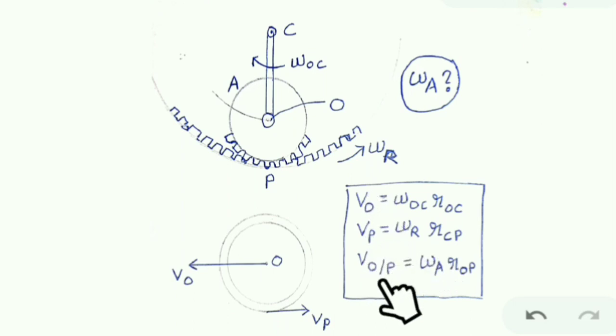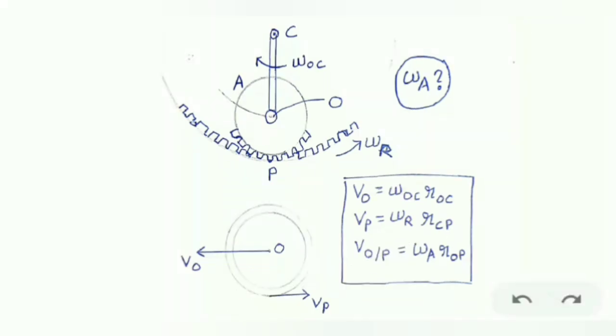So VO and VP we know. Now VO relative to P. This is the relative velocity concept, right? So what would be VO with respect to P? That would be omega A, the angular velocity of this gear, which we need to find, multiplied by the radius OP. The radius OP is also known. So we know three velocity expressions: VO, VP, and VO relative to P.